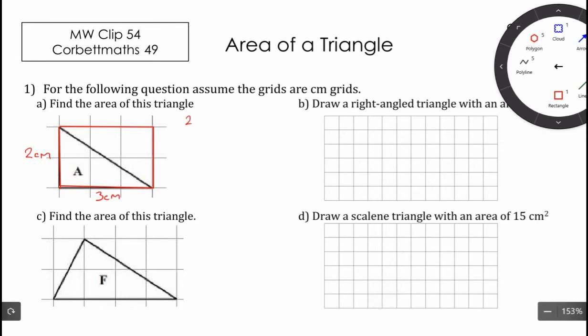Right, the base is 3. It doesn't really matter which way around you do that, but I'll do it the same way I'm explaining it. And then 6 divided by 2 gives us an area of 3. And remember, area is measured in square units, so square centimeters in this case. And let's see whether that applies to this one as well, whether we can do the same thing. So I'm going to draw my rectangle around it.